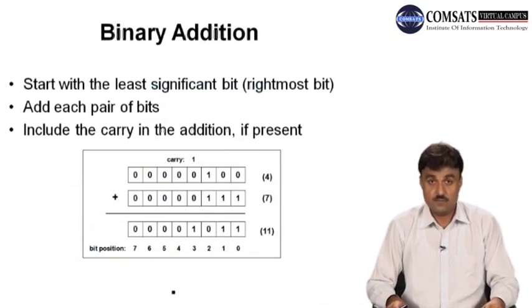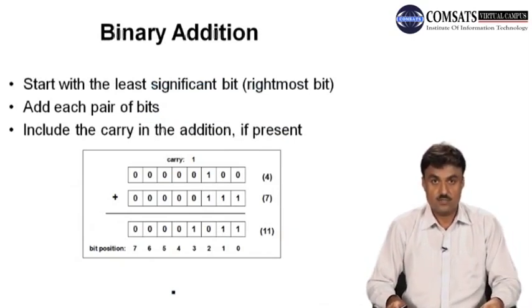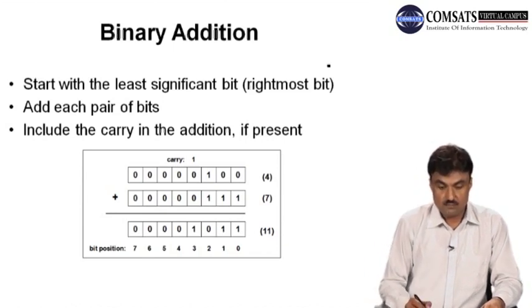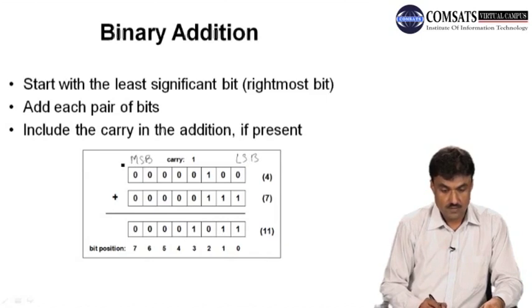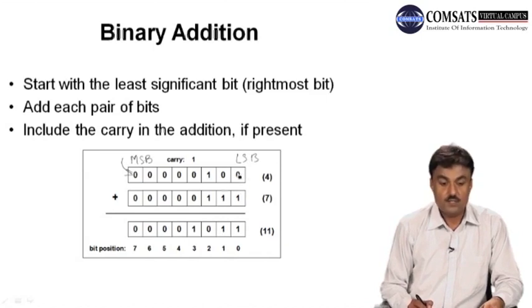This one is for the unsigned ones. As I told you, we will discuss signed integers, or signed binary and signed hexadecimal, in next slides. Here you can see the rule to perform addition is to start with the least significant bit, like this one. This is the least significant bit, and here is the most significant bit. So we will start from here. First number is 4, second number is 7. Now we want to add these two numbers.